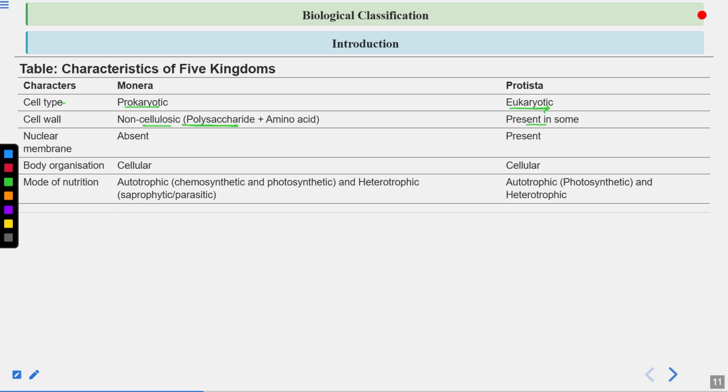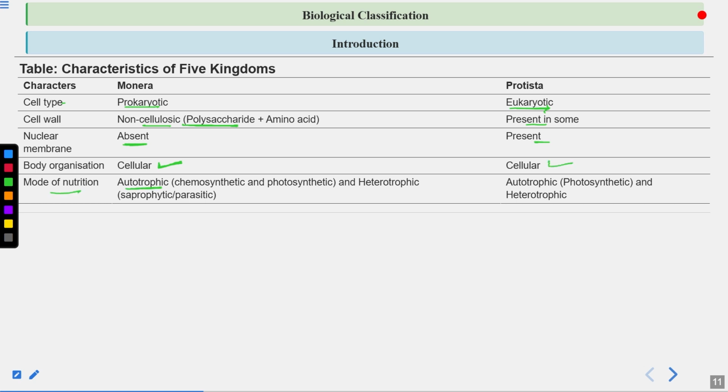Then nuclear membrane is absent in Monera because they are prokaryotic cells. In Protista, it is present. Body organization, these are cellular. Monera, they are unicellular, means single cell, that's why cellular. Protists, they are also unicellular, that's why cellular.